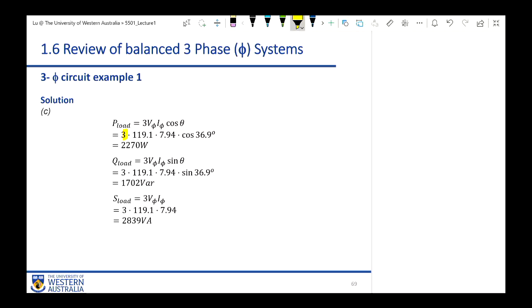3 is the number of phases, right? Times 119.1, that's the magnitude of the phase voltage. That's okay as well. Phase current, 7.94. We have calculated this value before. My question is, where did you get this number? Why did you say that theta equals 36.9? Why? We didn't calculate this angle in the first two parts of this question. And we just use it. Do you understand why?